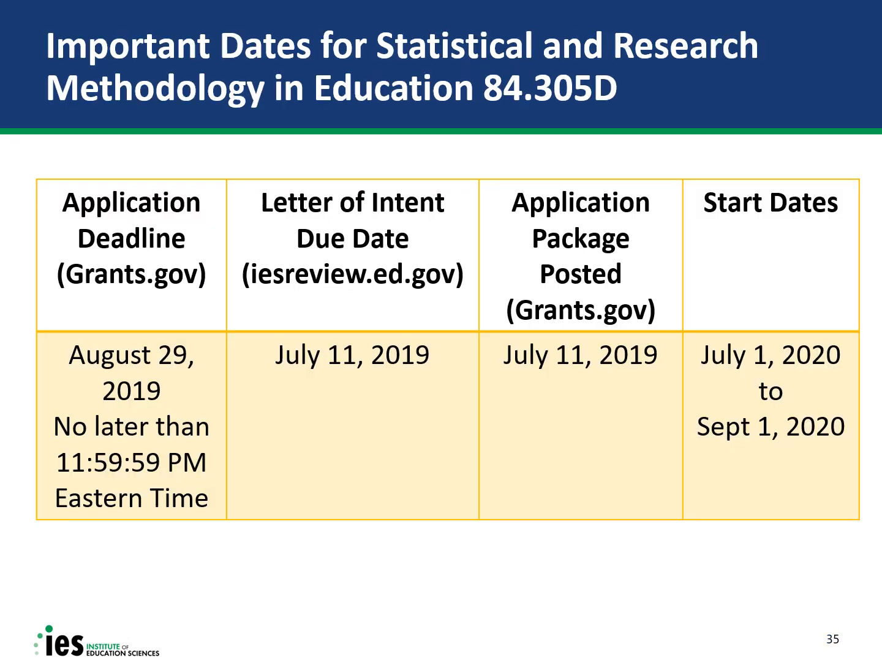This slide includes important dates for 84.305D. Applications must be received at grants.gov no later than August 29th, 2019 at 11:59 p.m. DC time or Eastern time. Letters of intent are due on July 11th, 2019, and the application package will be posted on grants.gov on July 11th as well. The possible start dates for the award are between July 1st, 2020 and September 1, 2020.